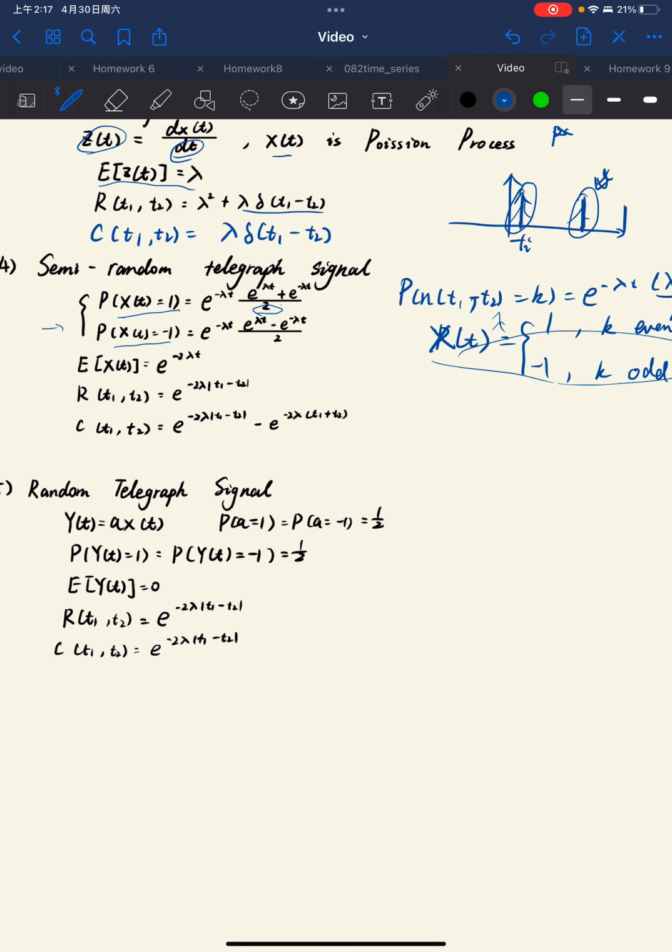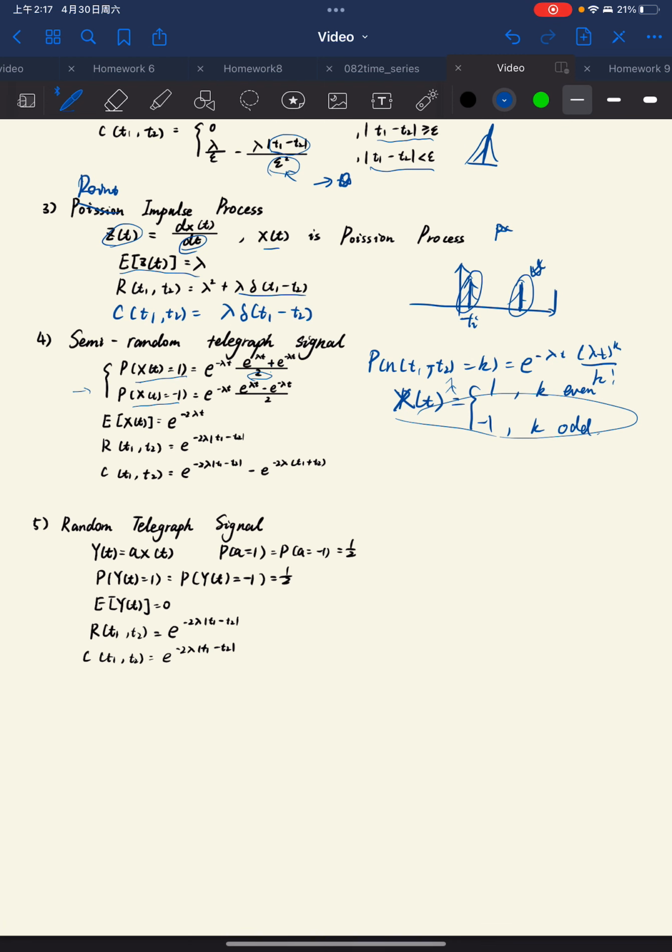And it means if we take the terms times 1 and times negative 1, then add them together, we divide by 2, and we receive e to the power of negative 2 lambda t. And its autocorrelation, still replaced by the difference, is e to the power of negative 2 lambda times the absolute value of the difference.